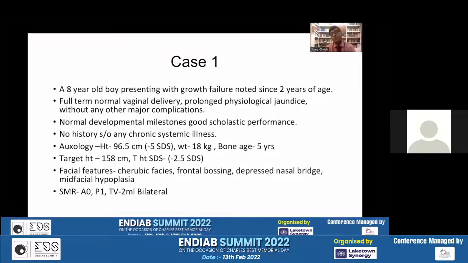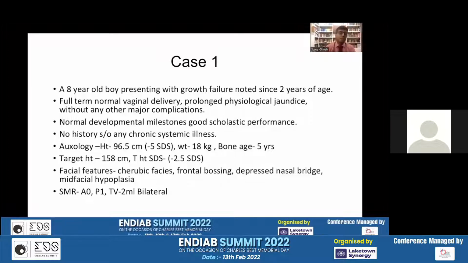There is no history suggestive of any chronic systemic illness, whether it's, say, something like celiacs, renal dysfunction, liver dysfunction. And if you look at the auxology, the height is minus 5 SDS, whereas the target height is minus 2.5 SDS. So again, in clinical practice, if the SDS is more than 1 lower than the target, then you start thinking that there is a problem and investigate.